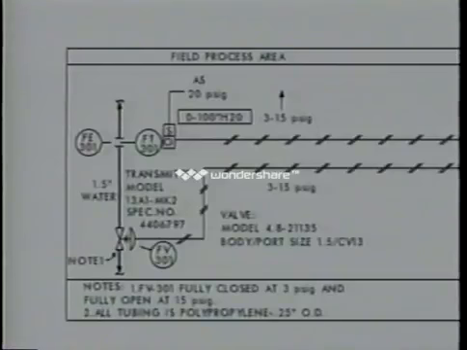Let's start again in the field process area and locate the primary element. The primary element here is also an orifice. The orifice is installed in a 1.5-inch pipe. The process material is water.